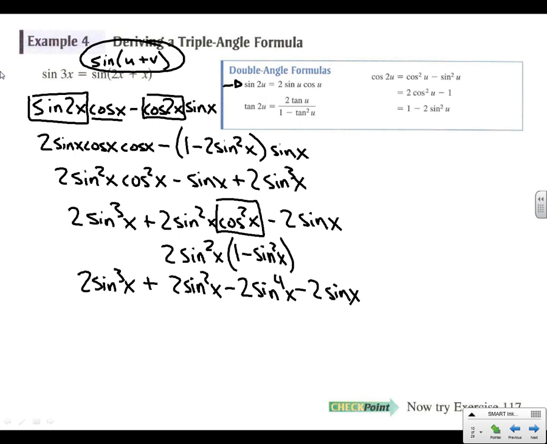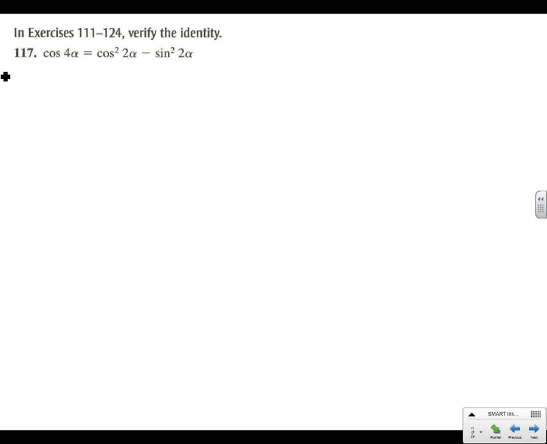All right, so we can clean this all the way up and put it in order. So a lot going on here, just moving things around, but we have them all in terms of sine. Okay? All right, so your job here on this one, see if you can verify that this is true. Okay? I would start with the right side, clean up the right side, see if you can make it cos of 4 alpha.